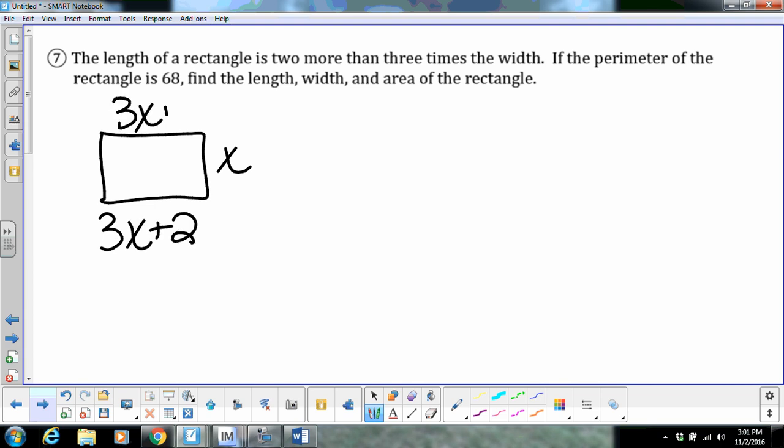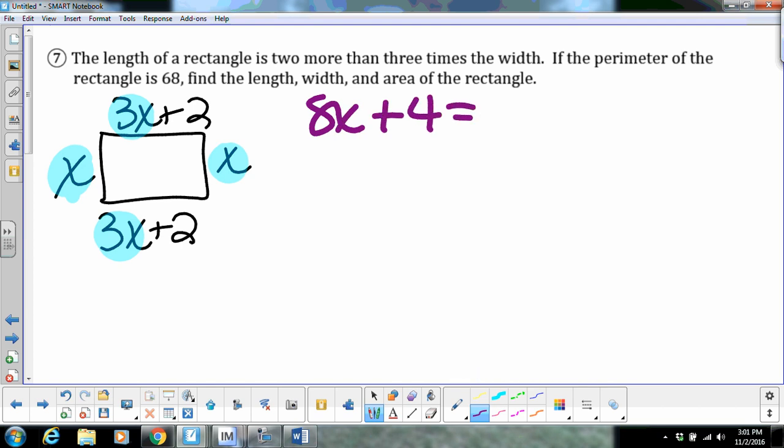Okay, when you add up all of your sides here, they're going to find the length, the width, and the area. So we're going to add up. We're going to say 3x, 4x, 5, 6, 7, 8x plus 4 is going to equal 68. Move our 4.